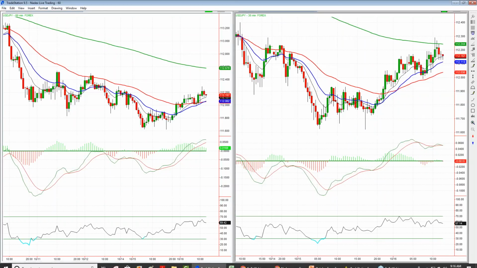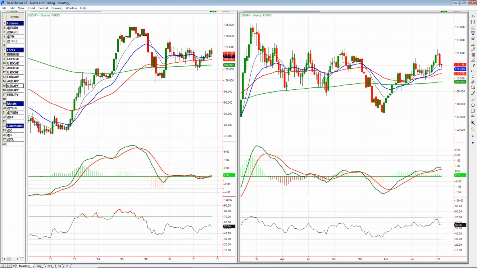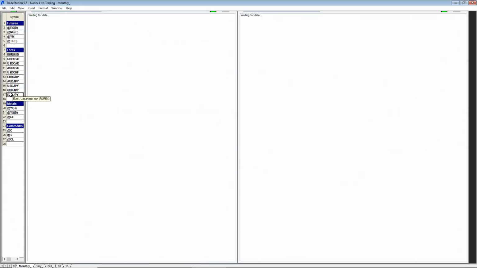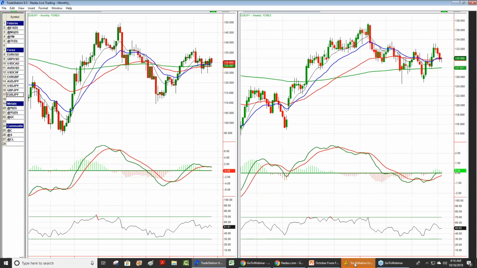So that's the one setup I wanted to look at, and then the other one, similar to the dollar yen, would be the euro yen. So a couple different options here.